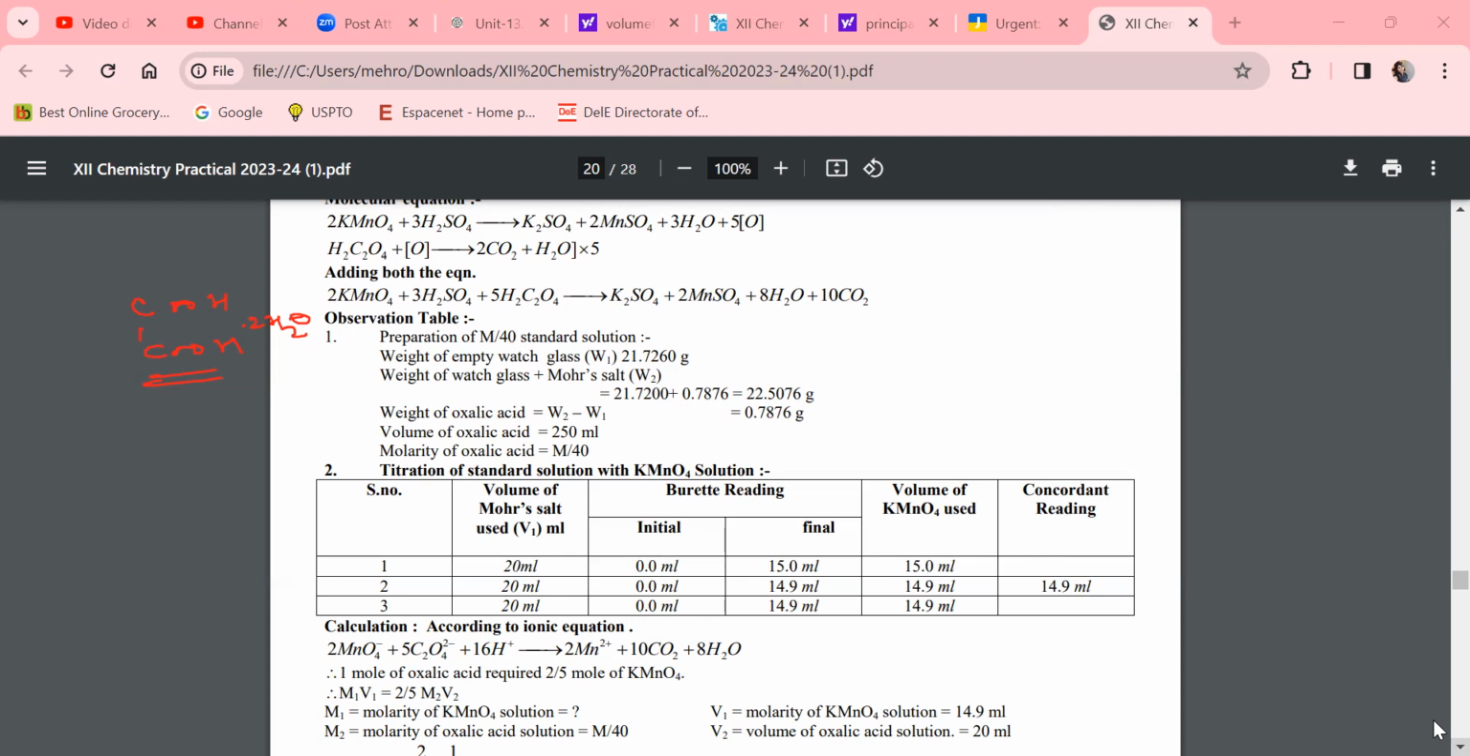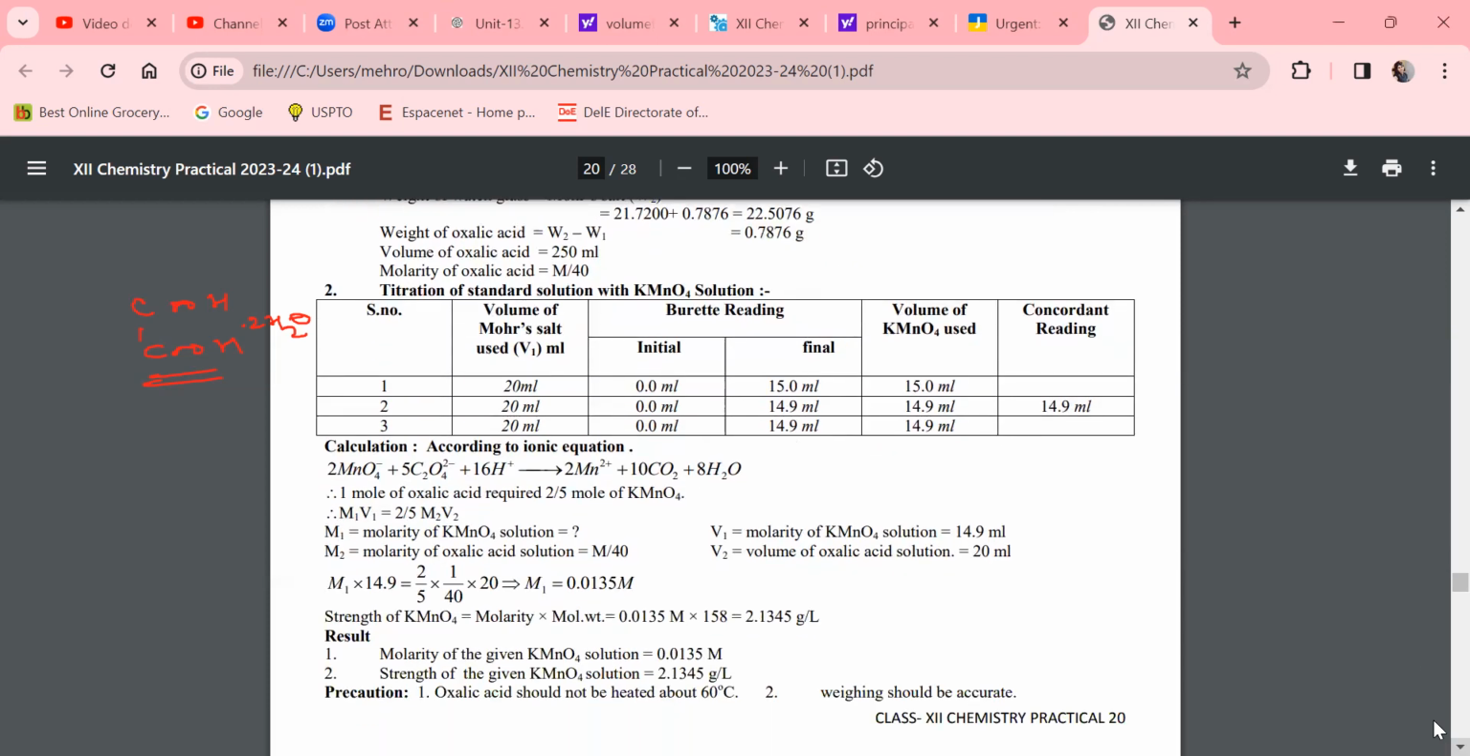And when you do the experiment, you have to draw its table: what you have taken from the pipette, what volume you have taken from the burette. So it is the proper calculation. You have to make a table with 6 divisions. First is the serial number, you will write the serial number, then the volume of the Mohr's salt, what you have taken. It is 20 ml or 25 ml, what you have taken from the pipette. And the burette reading.